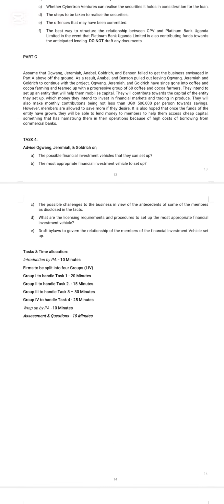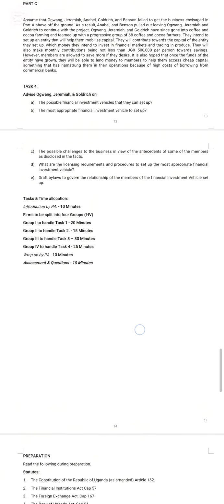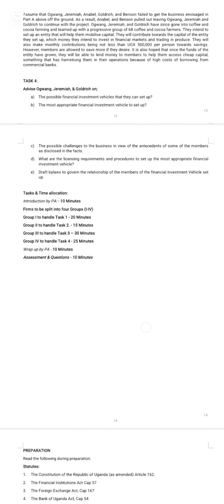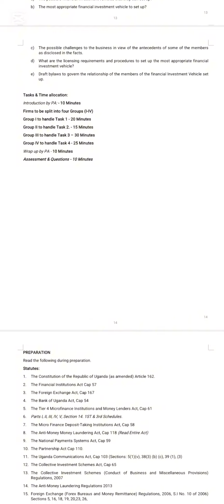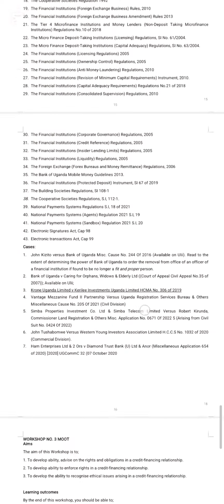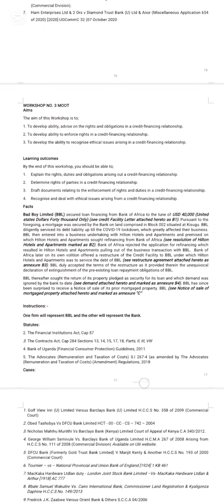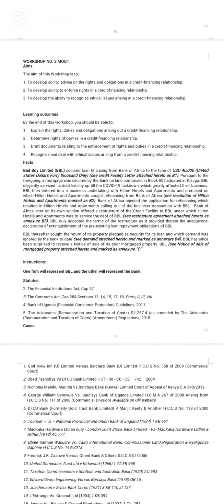Part C: assume that Ogwang, Jeremiah, Annabeth, Godwill, and Benson failed to get the business invested in Part A above off the ground. As a result, Annabeth and Benson pulled out, leaving Ogwang, Jeremiah, and Cocoa forming a progressive group of 68 coffee and cocoa farmers. They intended to set up an entity. So basically, we shall be discussing cooperative societies, their establishment, and the requirements. That will be for workshop 2.